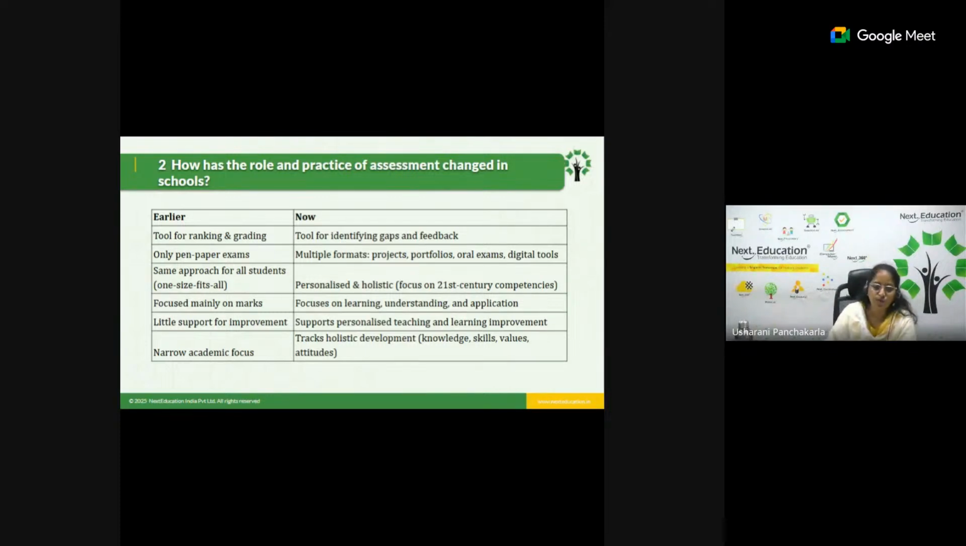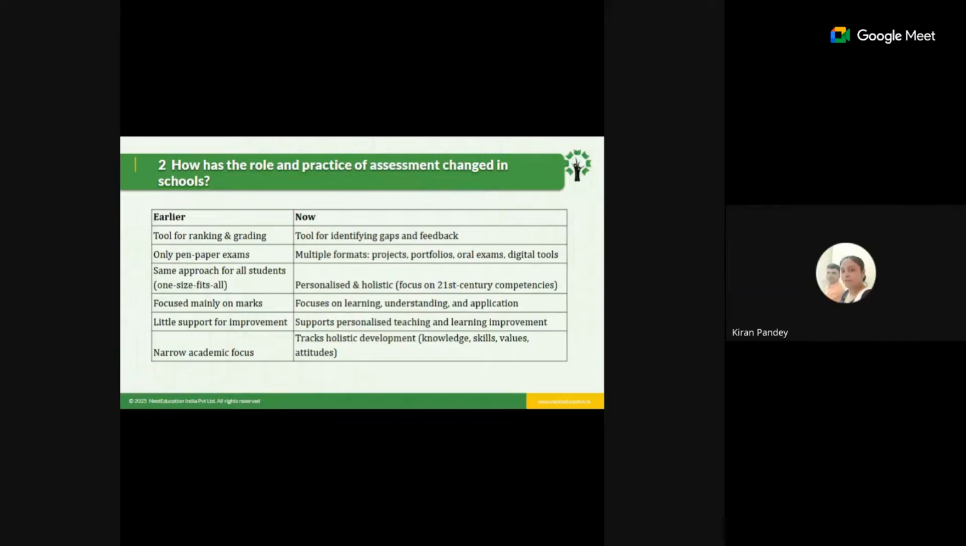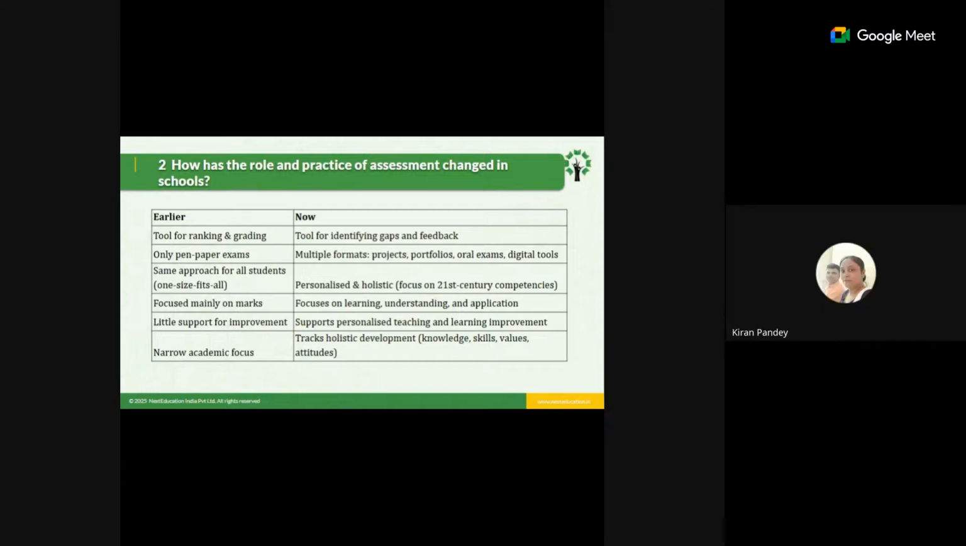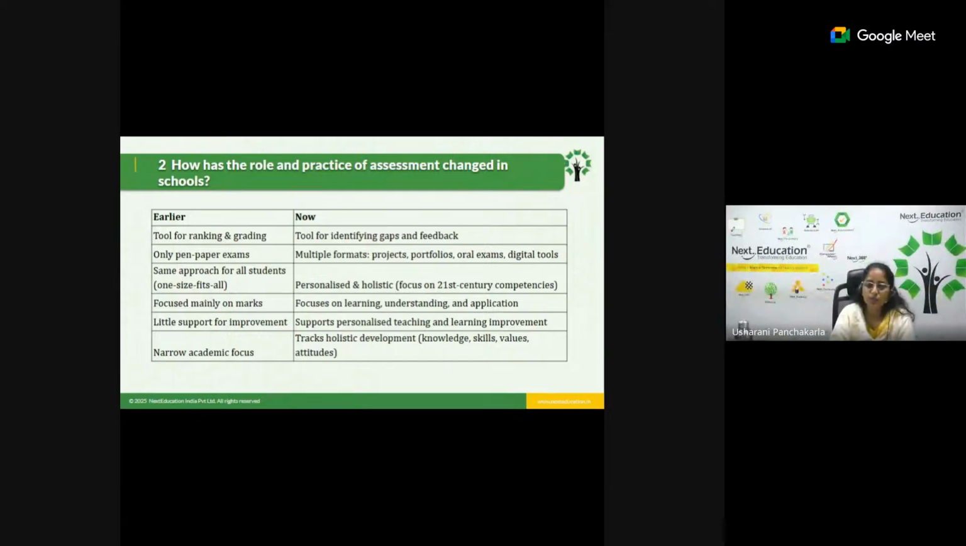Now coming to portfolios. Can anyone say what portfolios are? Yes, ma'am. In a portfolio, we can record all the data of the student, how he has progressed, and we can show it to parents in the PTM also. Very good. True, she is very right.